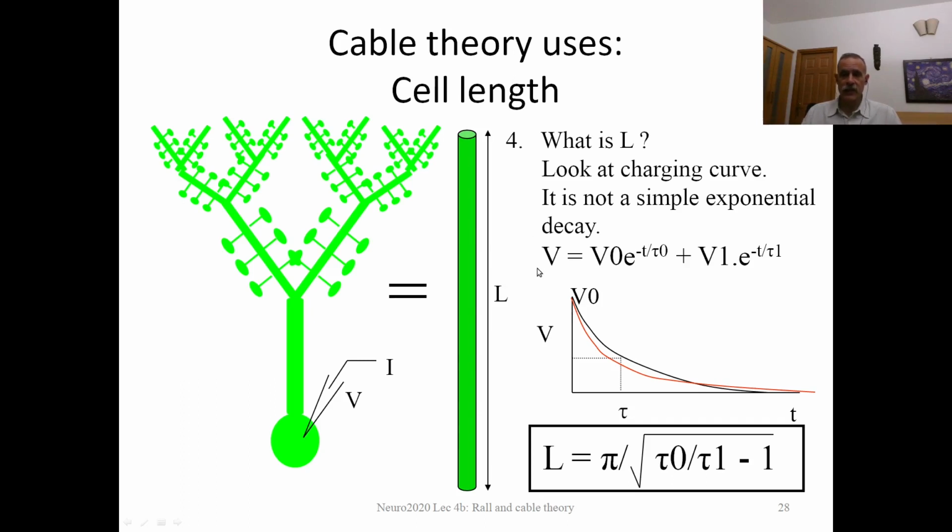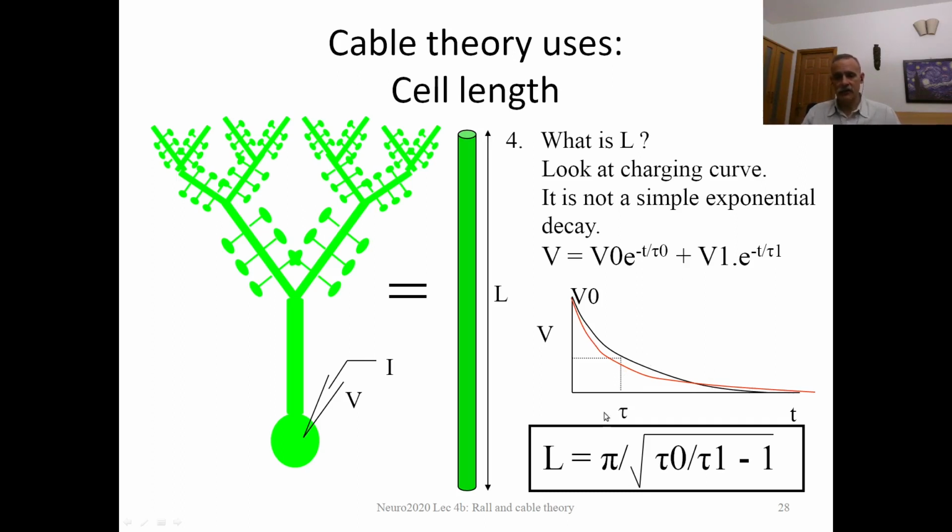Now, just to remind you, a perfect exponential charging or discharging time course, which is in black, only happens if your cell is not long, if L, capital L, is very, very small, if it's just a sphere. What happens, it turns out, this is what Rall showed, is that if you have a long cell, then the charging time course is multiple exponentials added up with different weighting factors, V0, V1, and so on. It's actually an infinite series. So in red, I've schematized the actual time course of charging or discharging of the cell.